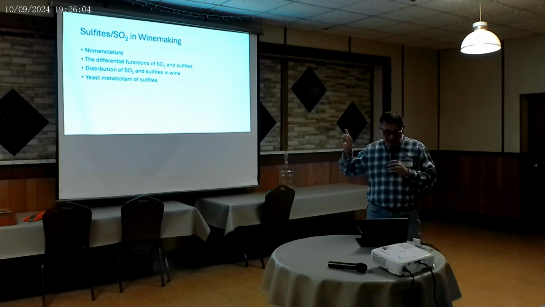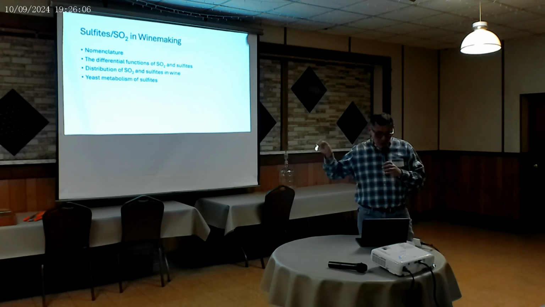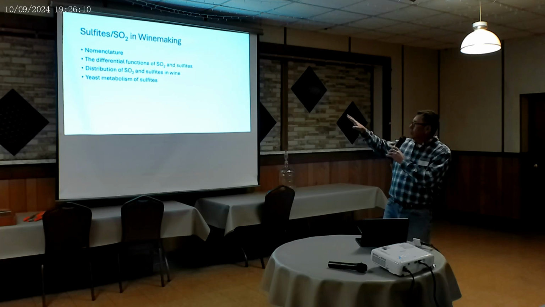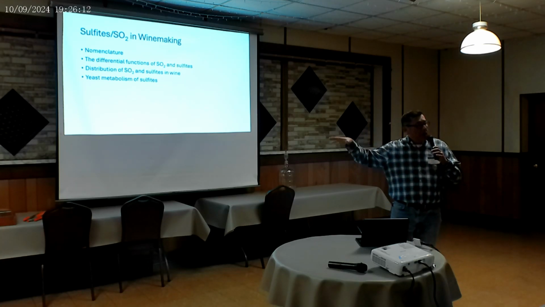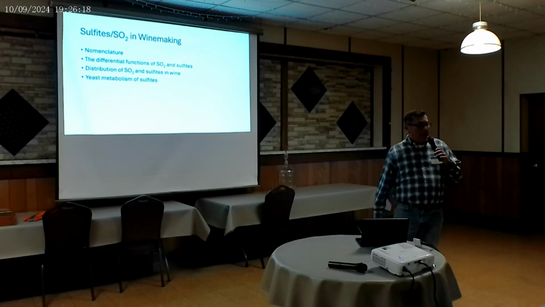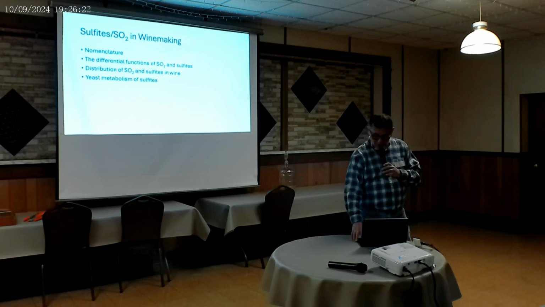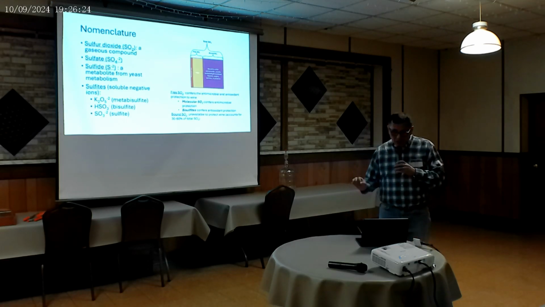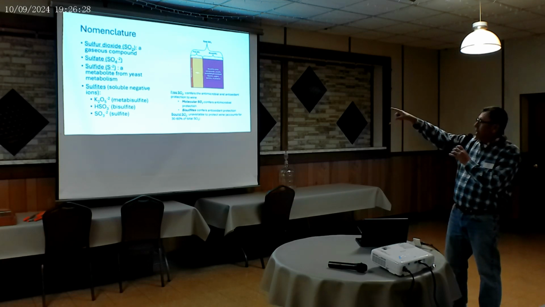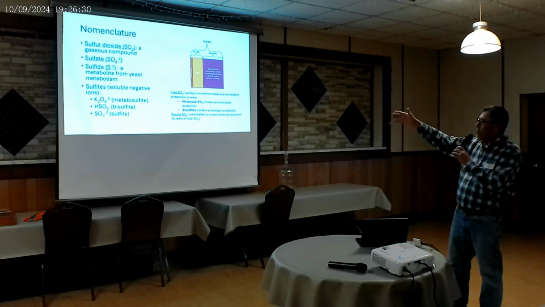okay. We'll talk about the different functions of SO2 and sulfites, the distribution in wine, and then we'll talk about some yeast metabolism. We'll also do an example calculation in terms of looking at when we need to add sulfites to our wine. Okay, so first of all, the nomenclature.